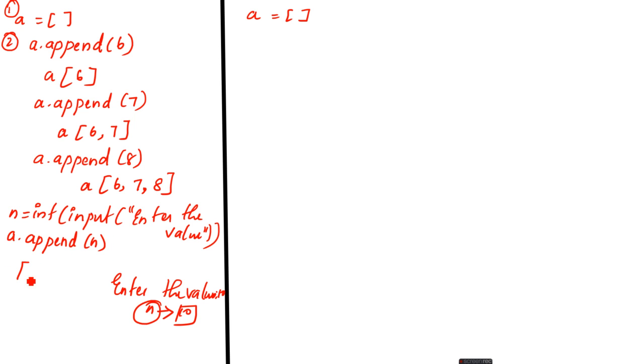Now in list a, 6 will be there, 7 will be there, 8 will be there, along with 10. 10 is appended at the last. So in this way we can append elements to the list. Now in order to append n number of elements, we need the help of a loop. Either we can use a for loop or a while loop. Here I am using a while loop. So we can write while True.